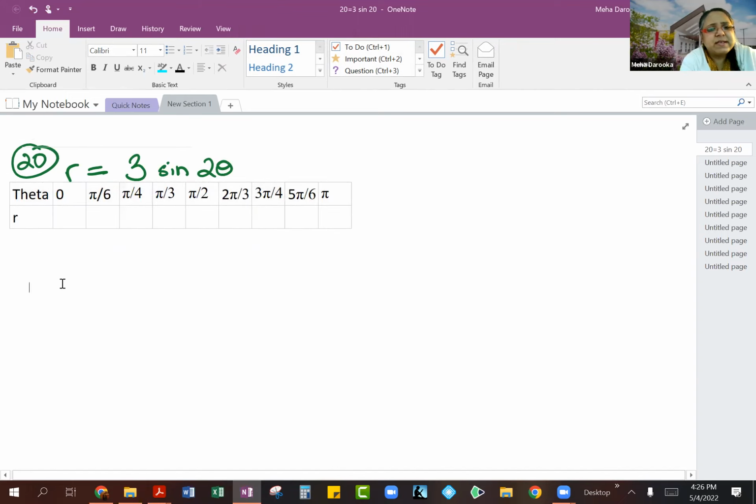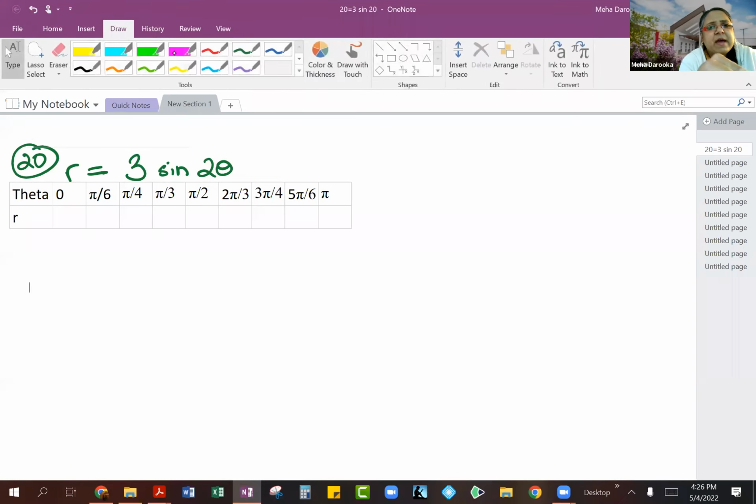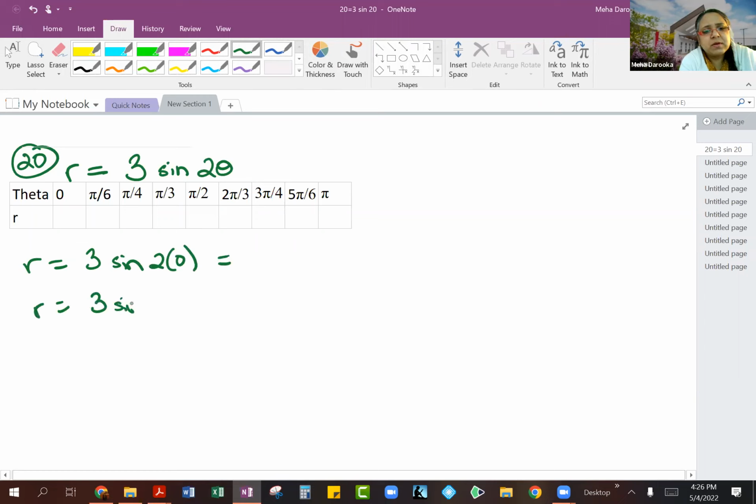So to calculate these, then, of course, you will be plugging each of the theta values into your equation. So 3 times sine of 2 times 0, what will that end up giving you? And then that will be 2 times pi over 6, so on and so forth.